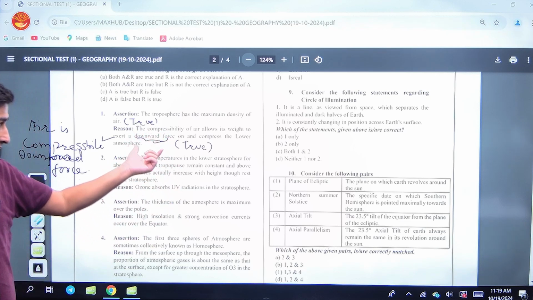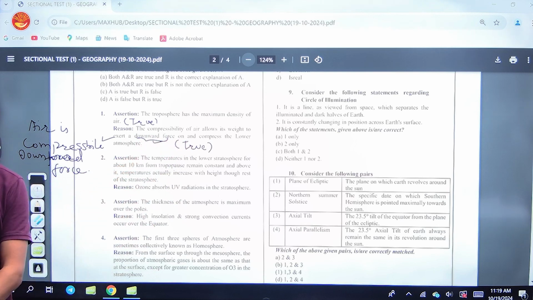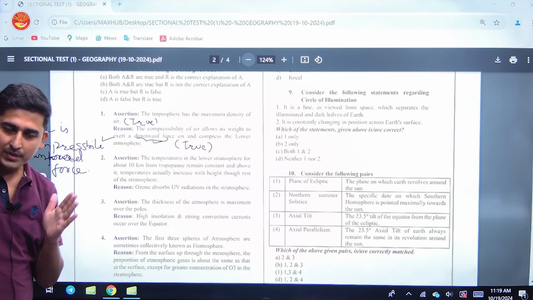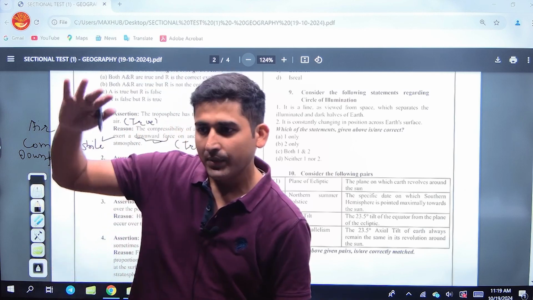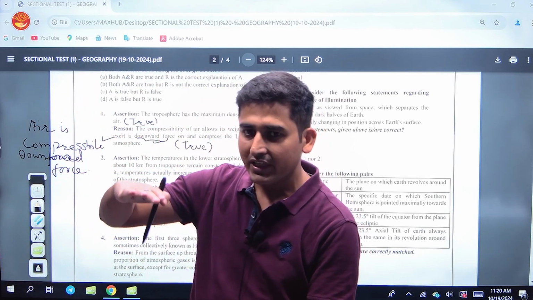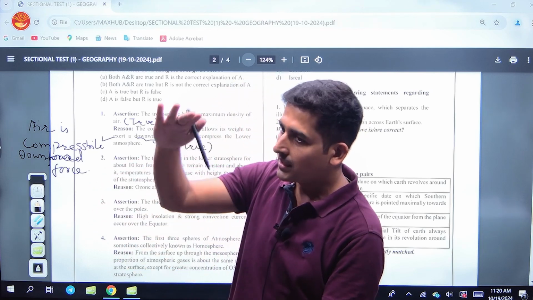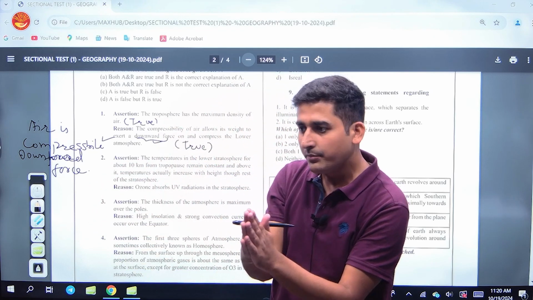चलो कोई बात नहीं, but remember this thing, this is the reason for the maximum density of the troposphere. Okay, air is compressible, and because of that compressibility the upper layers exert a downward force. They try to suppress the lower air that is present there. Because of that compressibility, as you compress something it becomes more dense.